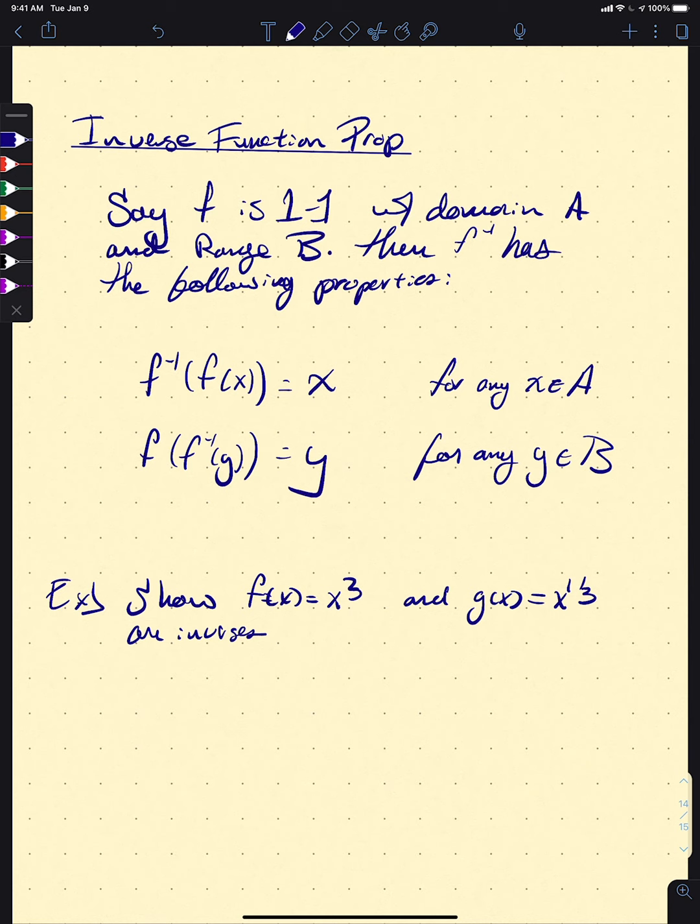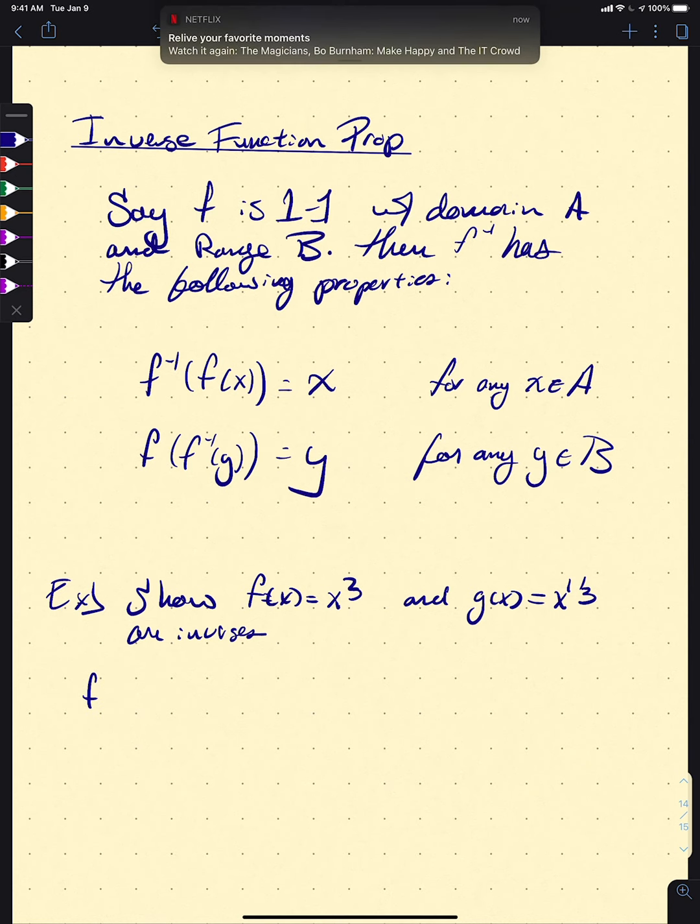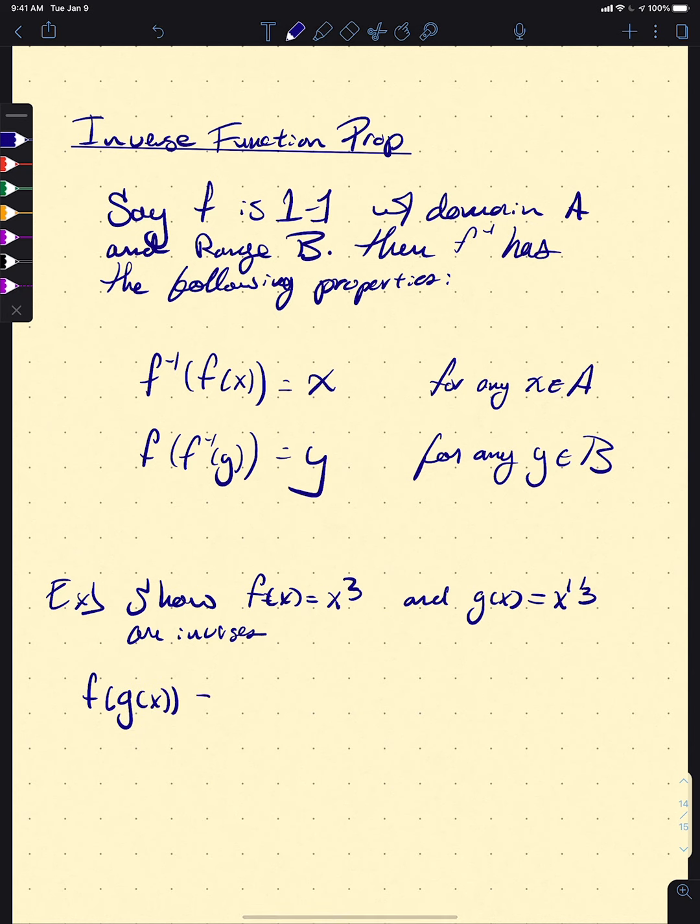So let's do that. We have f of g of x. It's going to be f of x^(1/3), which means we're doing x^(1/3) cubed. If you remember your exponent rules, we're going to multiply down that 3, and so we'll have x^(3/3), or x. Now let's go the other way.